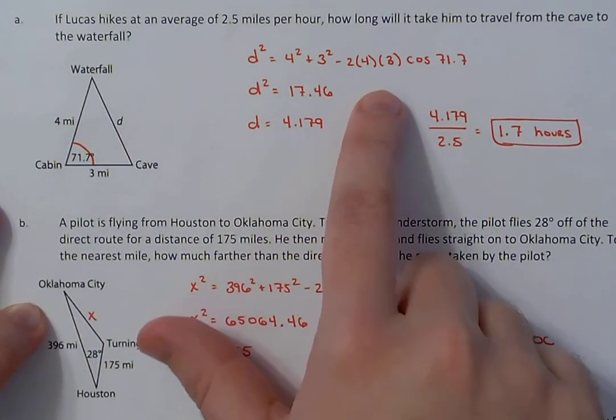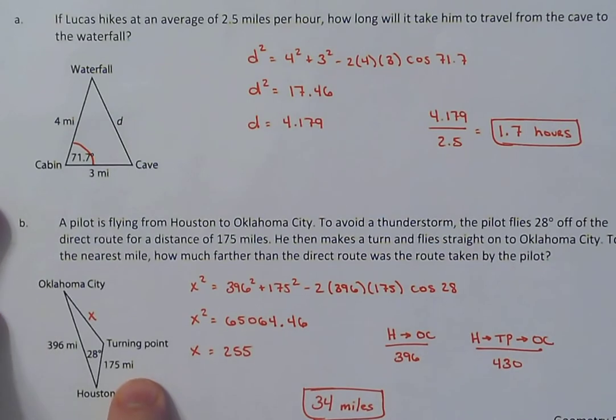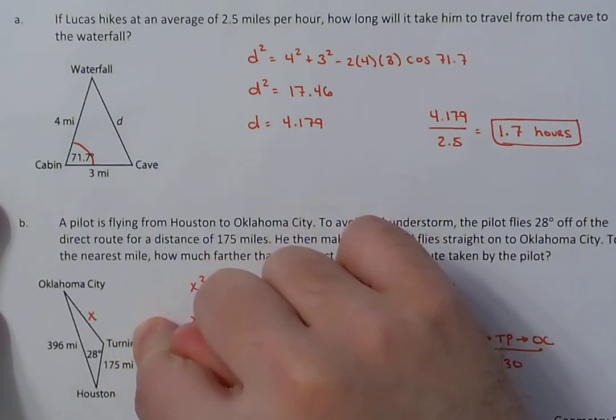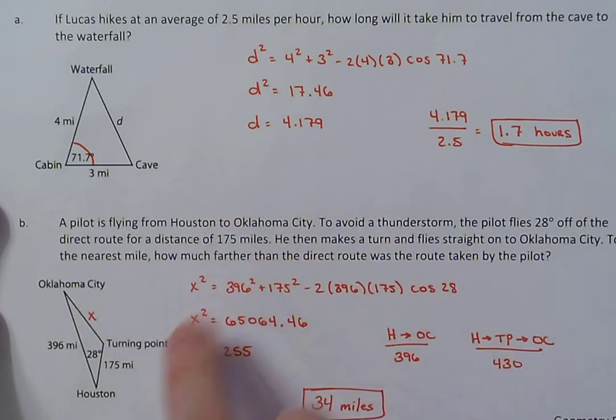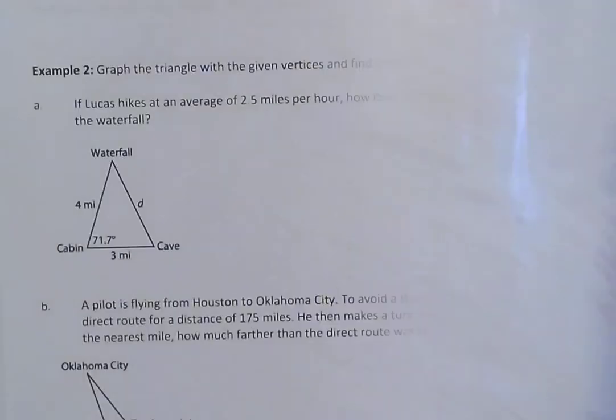Plug it into the law of cosines. For B, you're trying to figure out how far it is from the turning point to Oklahoma City. So you use the law of cosines in 175, 396, and 28 degrees to go through and figure out that length right there. So I will leave those ones for you to reference in case a story problem pops up on the homework. Otherwise, that is it for today's lesson on the law of cosine.